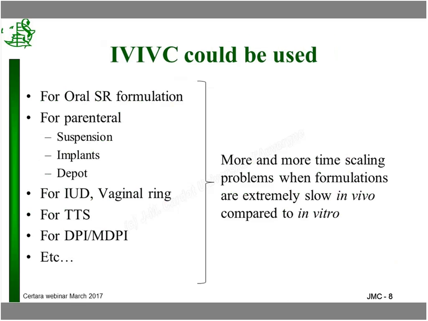We can use IVIVC mainly for the slow release formulation. That can be peros, PO, or oral slow release formulation. That can be parenteral formulation like suspension, implant, or depot. That can be intrauterine devices, IUD, or vaginal rings. That can be patches or transdermal therapeutic system, TTS. We can also use it, for example, when you have inhaled products.